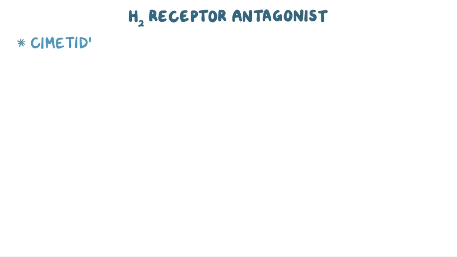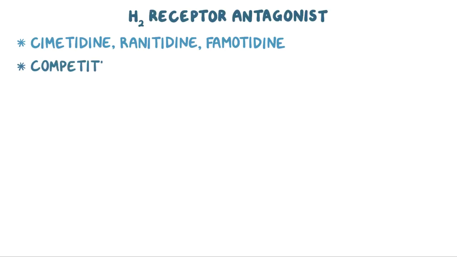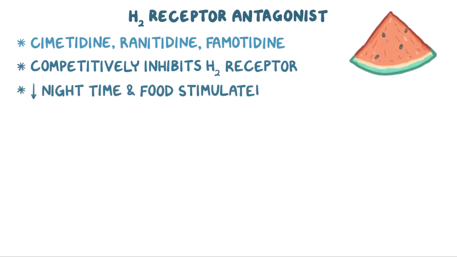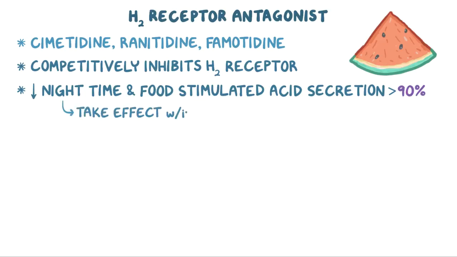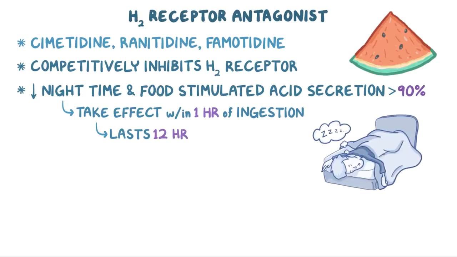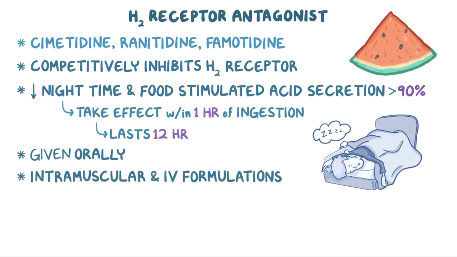Let's start with the H2 receptor antagonists, like cimetidine, ranitidine, and famotidine. These medications competitively inhibit H2 receptors, meaning that they bind to these receptors so histamine can't. These drugs are able to decrease nighttime and food-stimulated acid secretion by over 90%. They generally take effect within an hour of ingestion and last for around 12 hours, so they're perfect for taking before bedtime. These medications are generally given orally, but intramuscular and IV formulations are available.